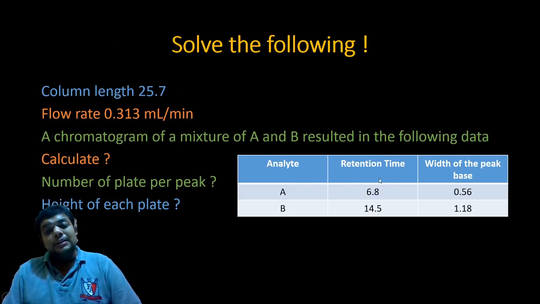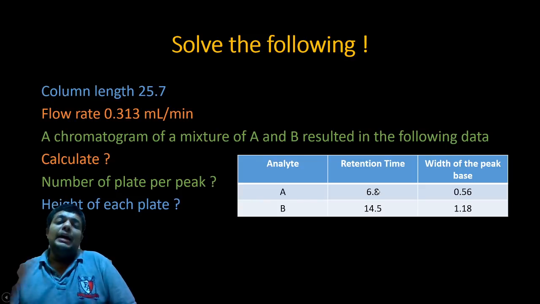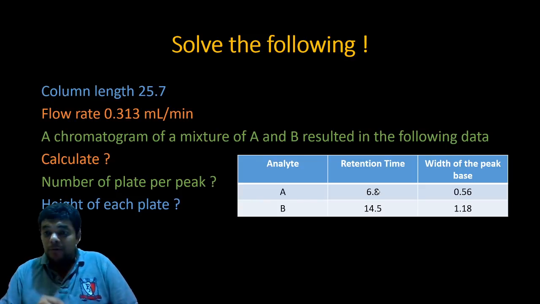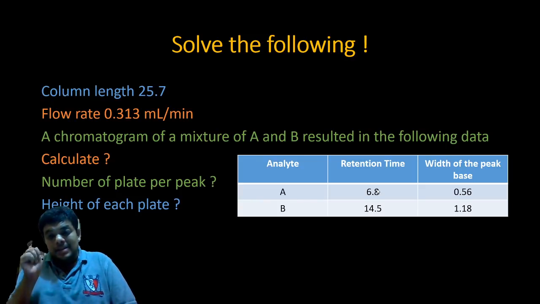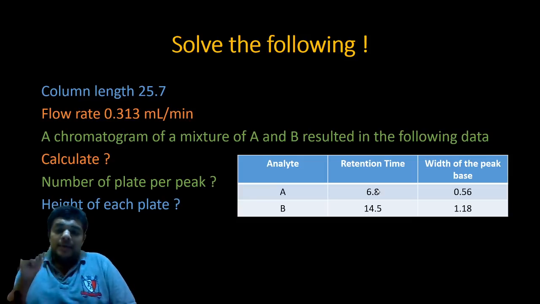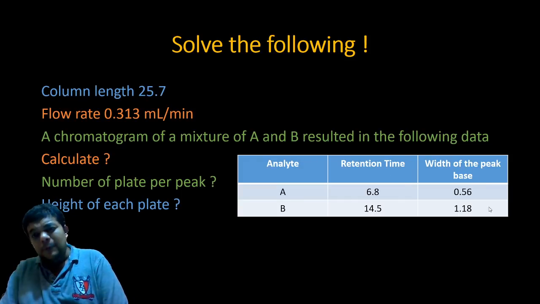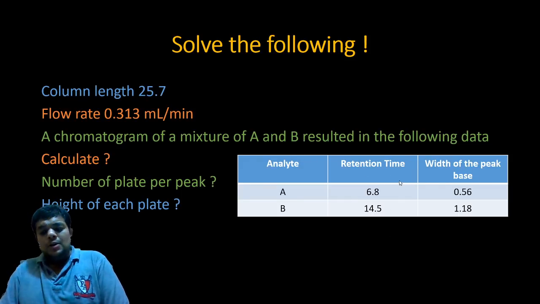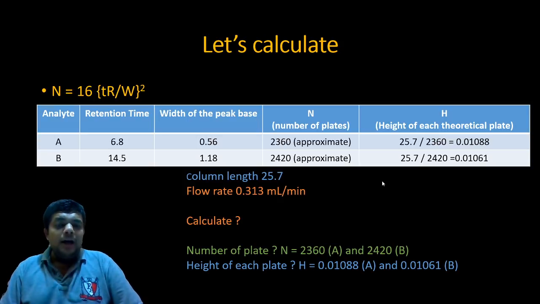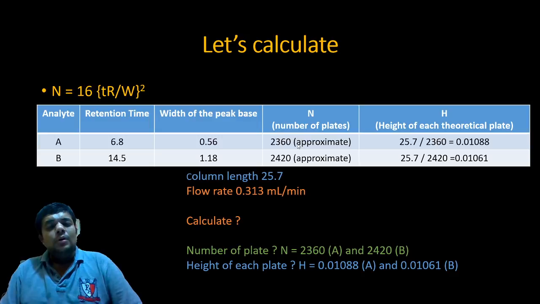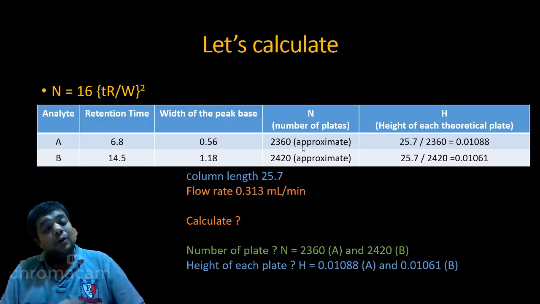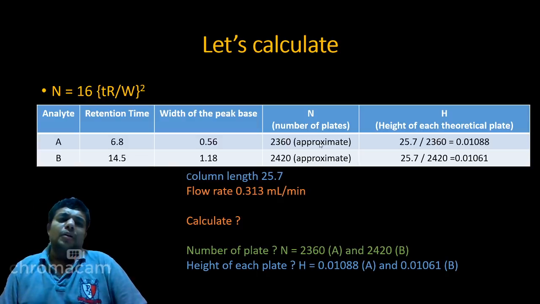A has a retention time of 6.8, B has a retention time of 14.5, and the width of the peak base for A is 0.56 and for B is 1.18. So friends, over here this is W and that is TR. When I use them in the formula, I get an approximate answer of 2360 plates for A and 2420 plates for B.